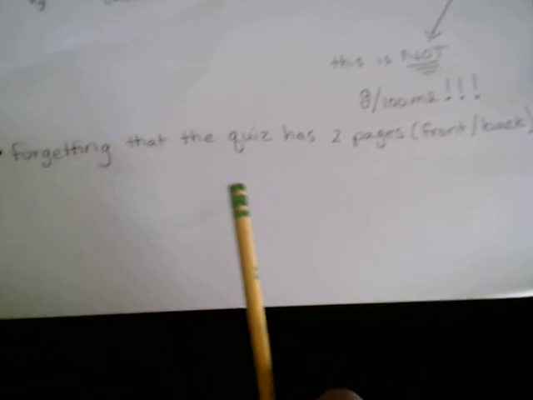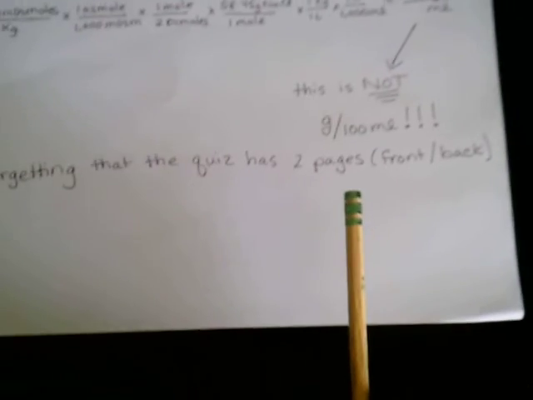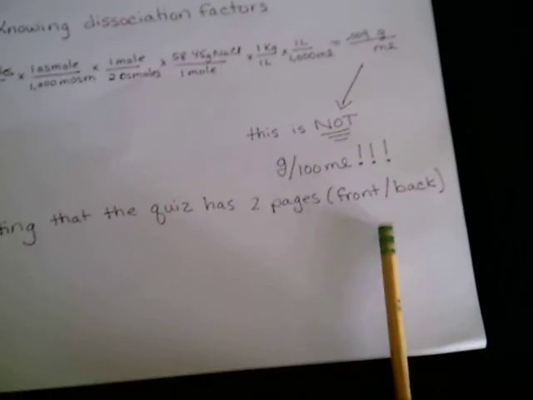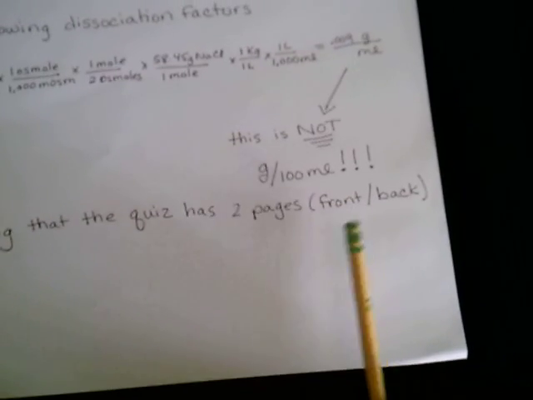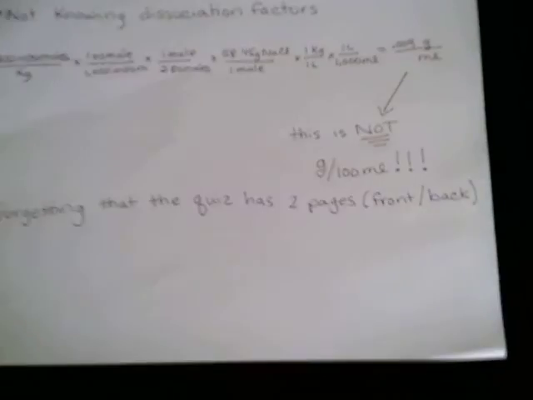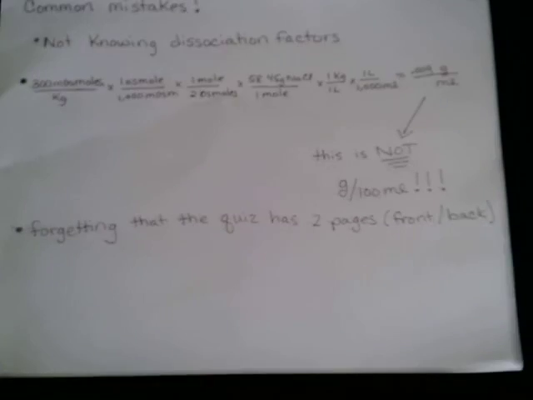The next common mistake I see is that students forget that this is a 2-paged exam, meaning there's a front and a back. Students forget to turn the exam over and complete the written work on the back of the exam. Don't let that happen to you. That will be 6 points you're automatically missing.